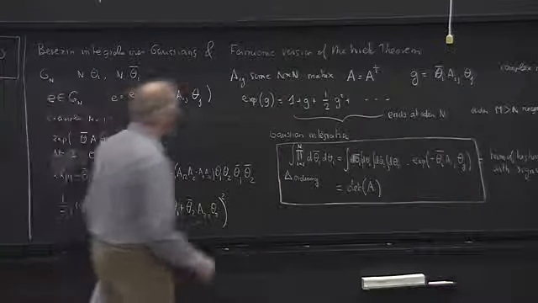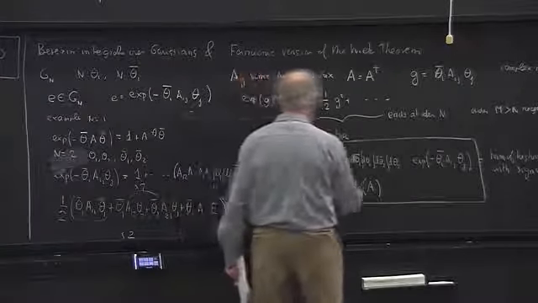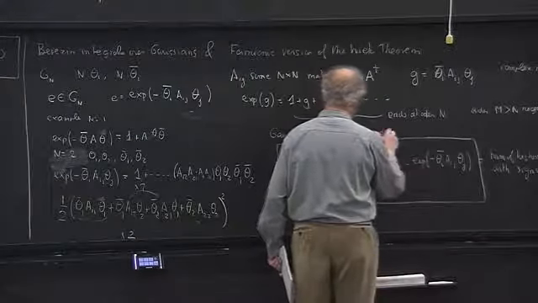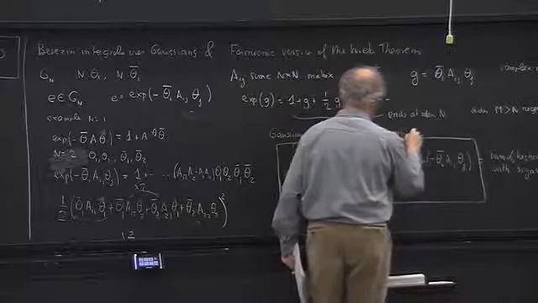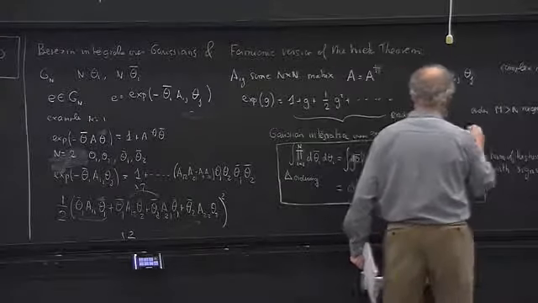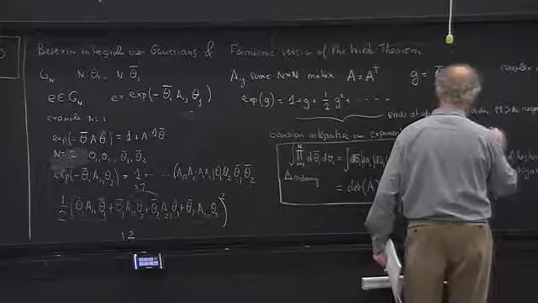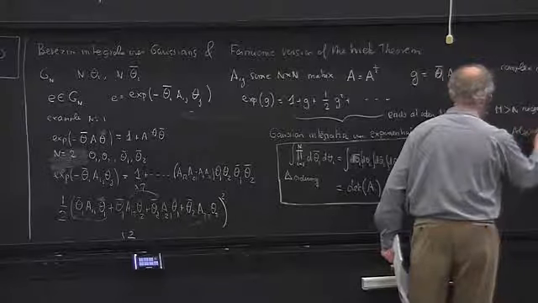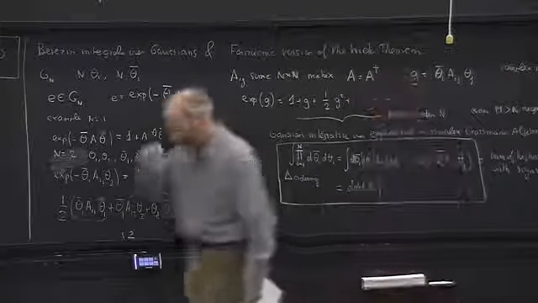Good. So this is the main result: Gaussian integration over the exponential in a complex Grassmann algebra just gives the determinant.